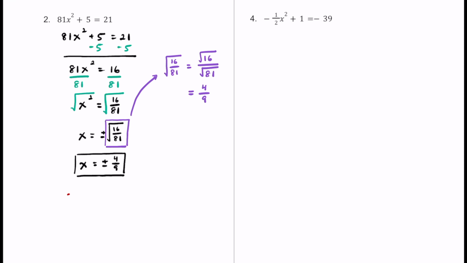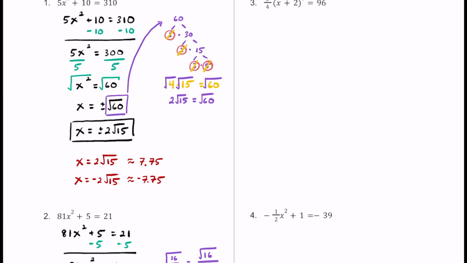Now, if you wanted to write these separately, you absolutely can say x would equal positive 4/9. And you could also say that x is equal to negative 4/9, and these would be the exact values. And if you're looking for the approximation as a decimal, this would be positive 0.44 roughly, rounded to the nearest hundredths place, and this would be negative 0.44.